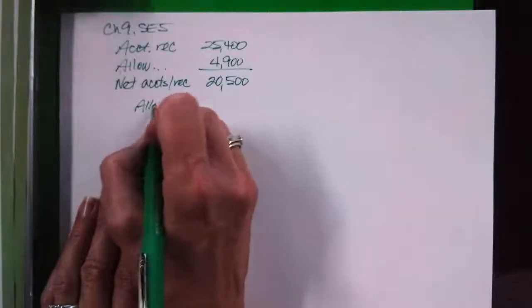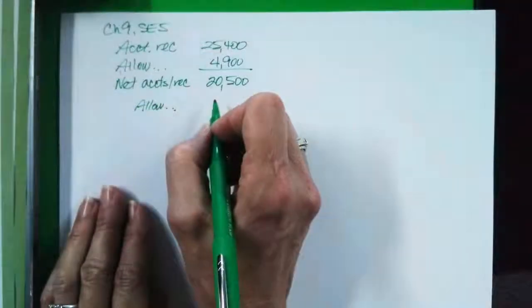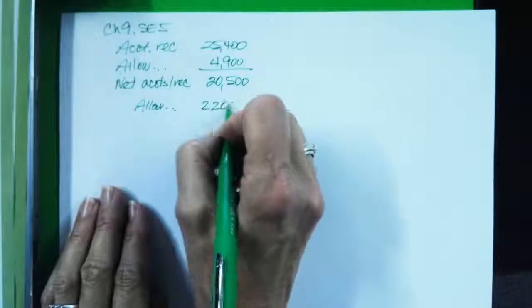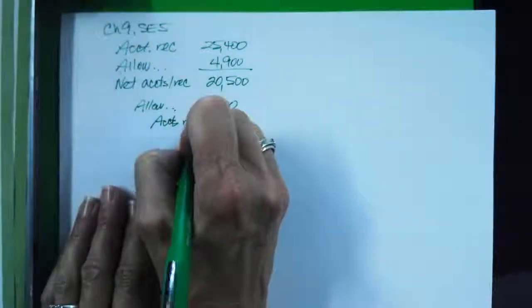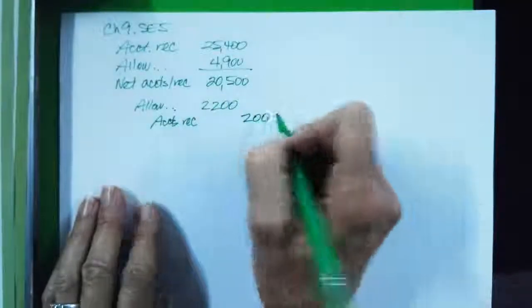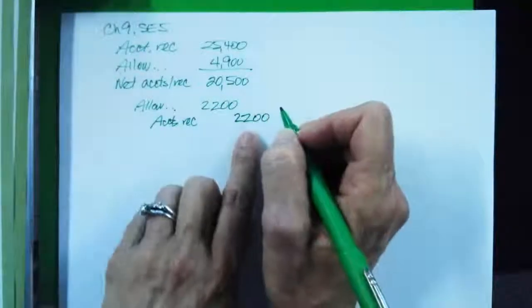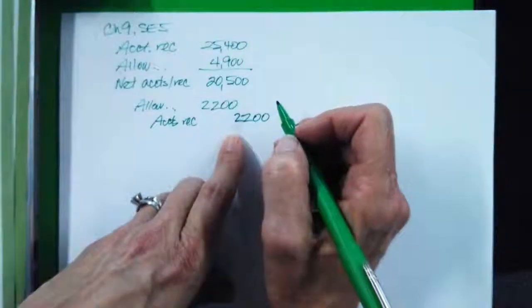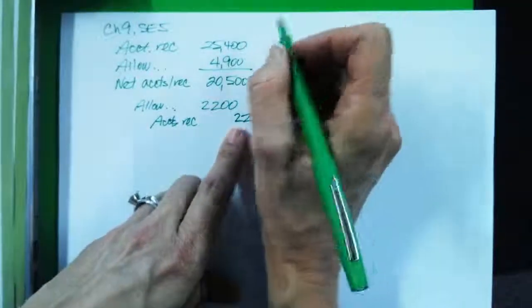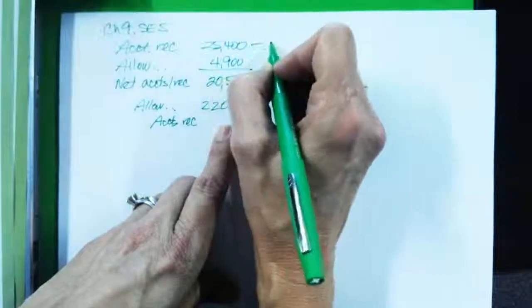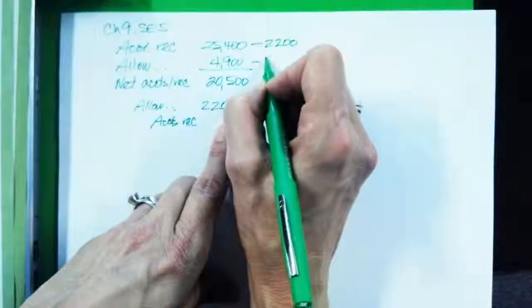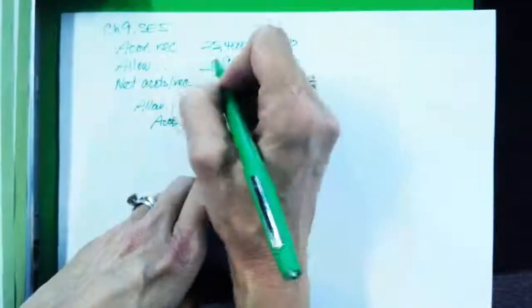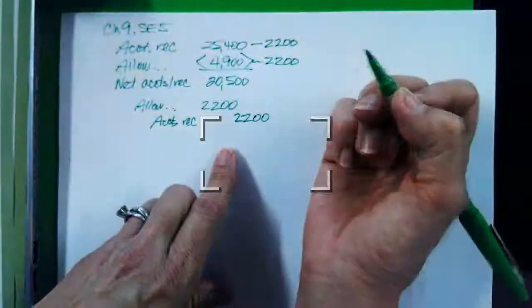I would debit the allowance account for $2,200, and I would credit accounts receivable for $2,200. I'm actually removing his account from our books. So accounts receivable would go down $2,200, and the allowance would go down $2,200. Don't forget, the allowance is a credit balance, and I just debited against it.